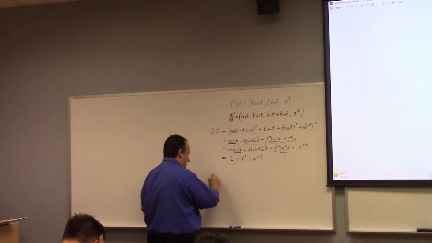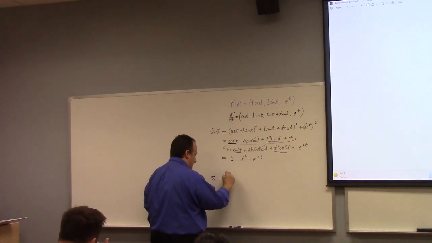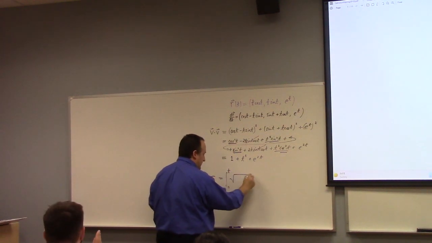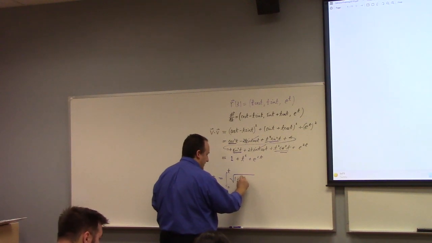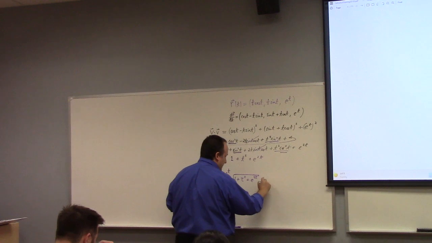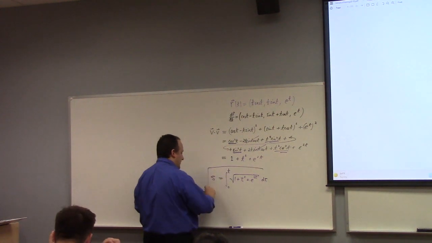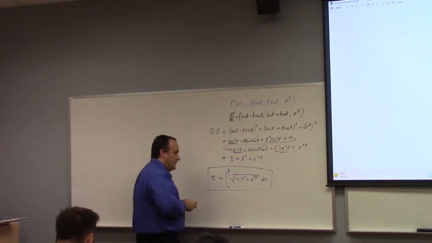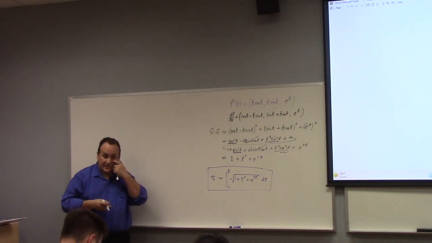So lo and behold, the arc length s, we could integrate from 0 to t of the square root of 1 plus, let's say, tau squared plus e to the 2 tau d tau. There you go. That would be the formula for arc length as a function of time if we base it at 0.